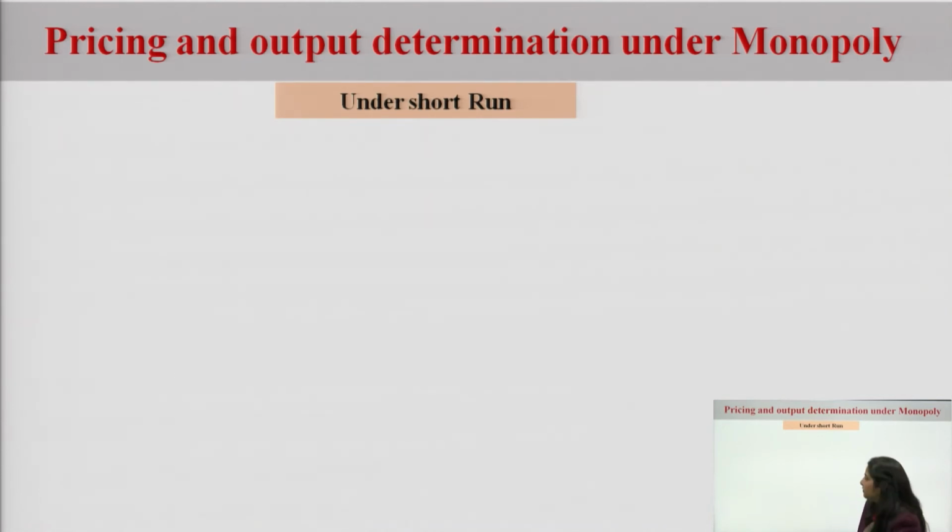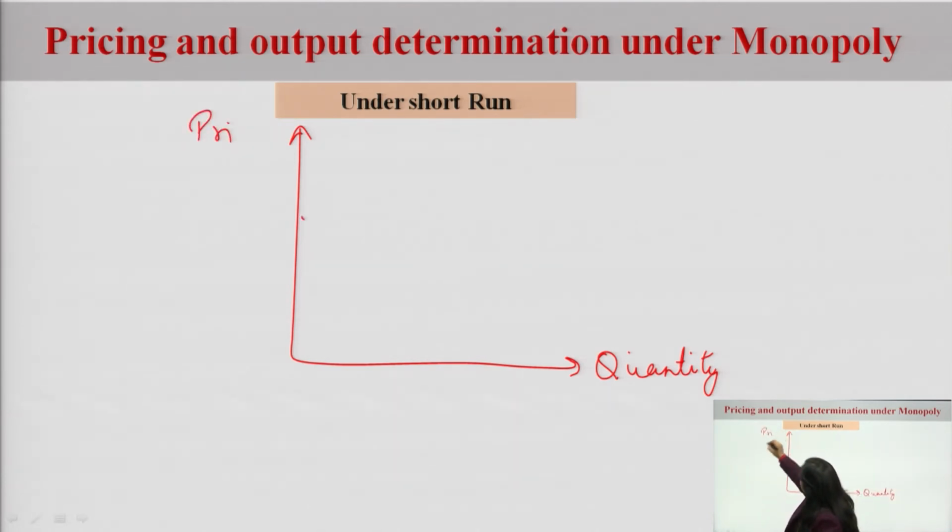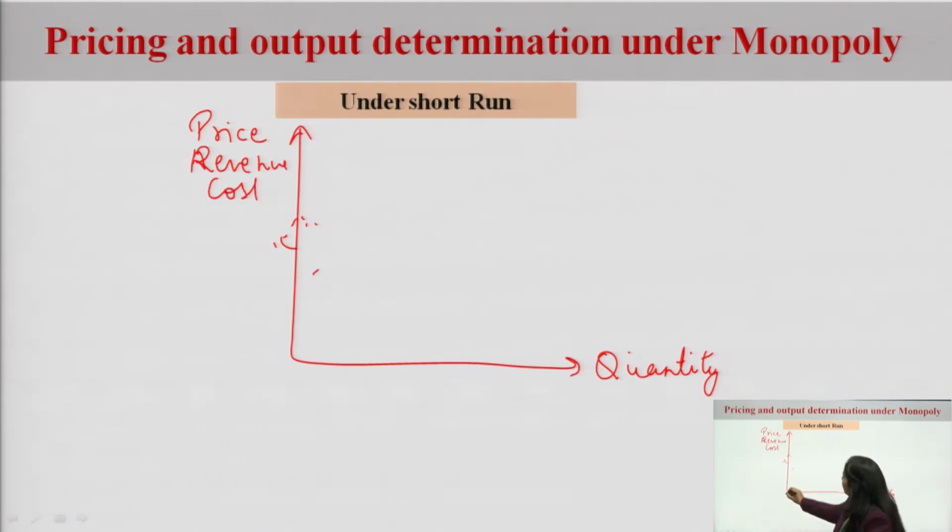As I have said, there is only one curve, because the seller and the industry are the same. So, we need not plot the industry curve and the firm curve separately. It is the seller as well as the industry. Here is the quantity of product, here is the price, here is the average revenue or revenue, and here is the cost on this axis.